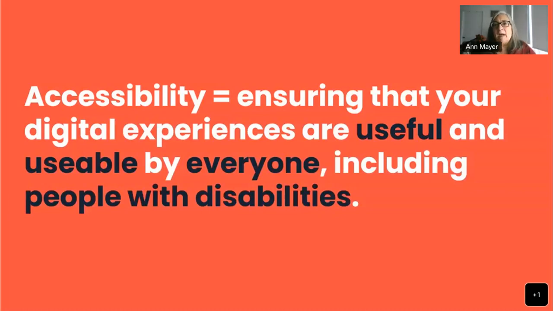So what do we mean by accessibility? There's lots of definitions floating around, but in short, it's about ensuring that your websites, apps, and other digital properties are useful to and usable by everyone, including people with disabilities. So you can see how accessibility is actually part of something much larger. This probably sounds like a tall order.